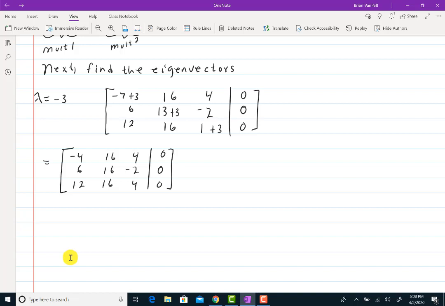Right now, I can't really tell what relationship I have among the three variables. If I consider this the x column, the y column, and the z column, I don't know what the solutions are just yet. But I do know this. I am going to divide the first row by -4. So for that one, I'll get 1, -4, -1, and the rest of the matrix is unaffected.